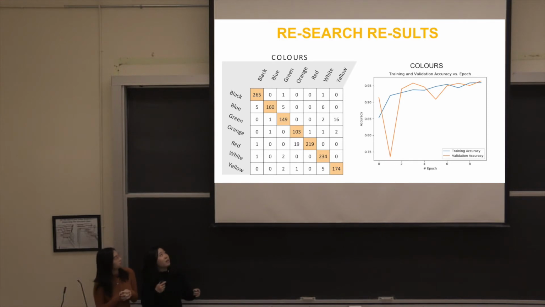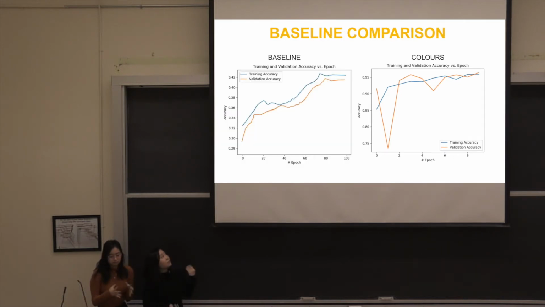And you can see from the matrix that red and orange tend to get a little mixed up sometimes, which makes sense because they're similar colors. And with reference to the baseline, you can see the baseline performed roughly 42% accuracy, whereas our model performed 96% accuracy, which is a lot higher than the 15% random probability.